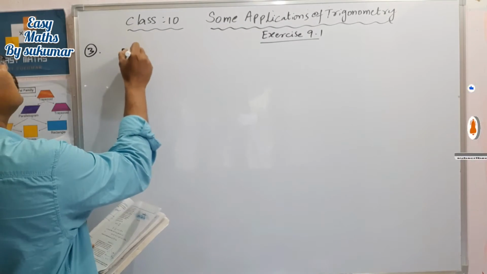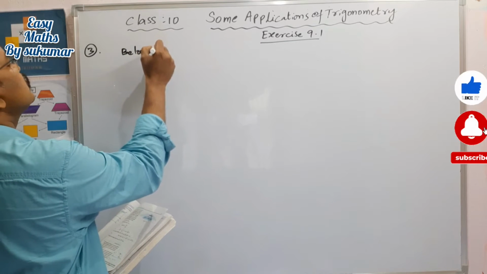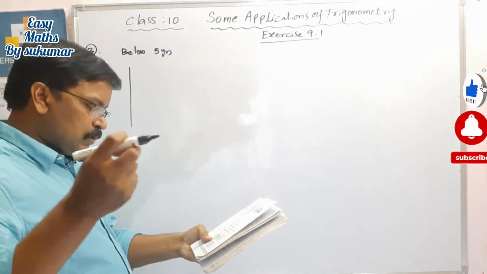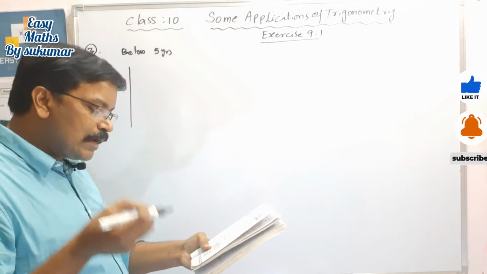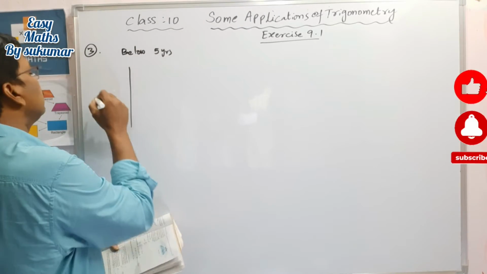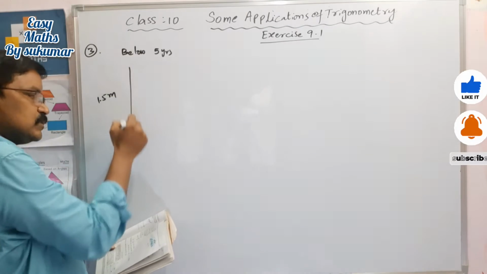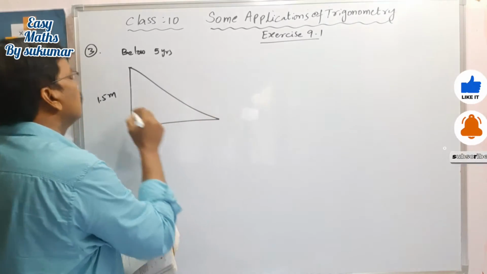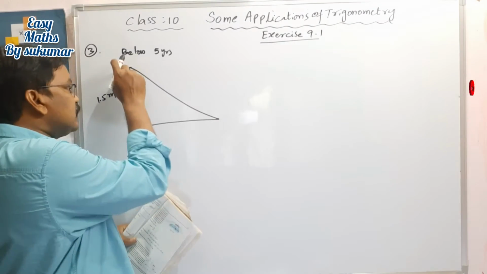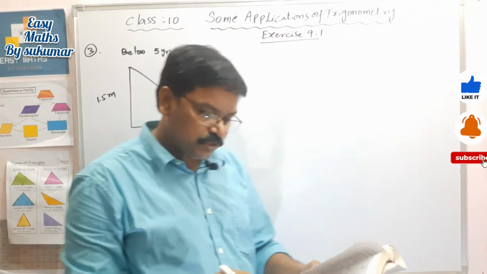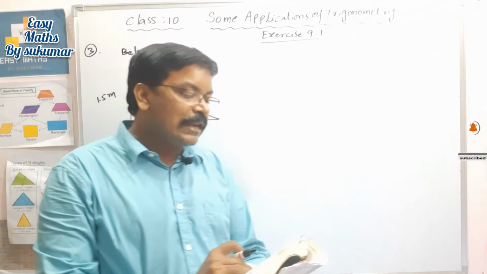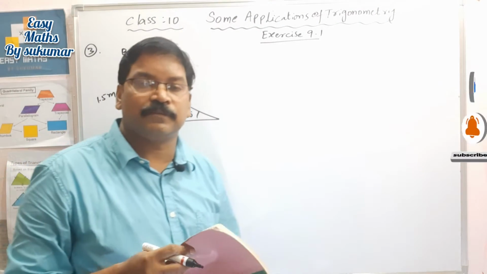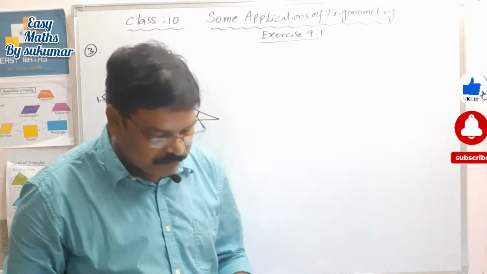So that means there are 2 slides here. Below 5 years, she prefers to have a slide whose top is at a height of 1.5 meters. This top of this slide should be 1.5 meters, and is inclined at an angle of 30 degrees. This angle is 30 degrees, the inclined angle.